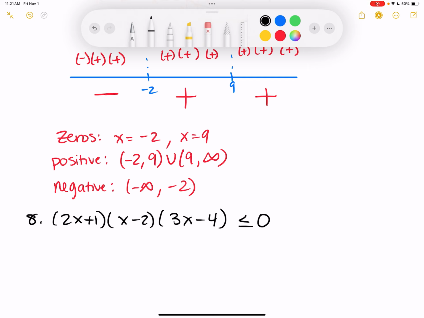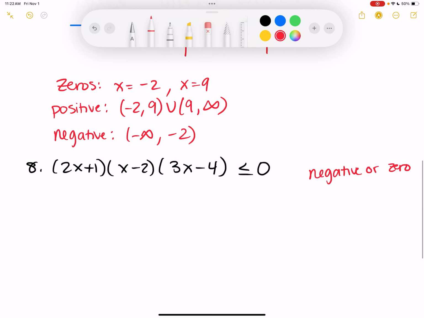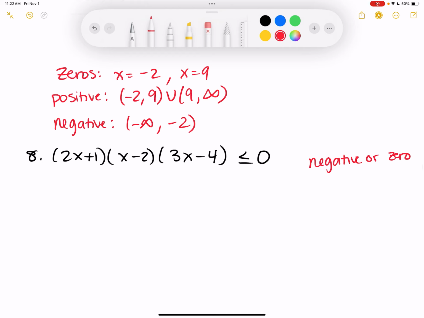So the other ones wanted me to tell where the zeros were, where it was positive, and where it was negative. But if I want values that are less than or equal to 0, what does that mean I need to give? Values that are what? Negative or negative or 0. So that's the values that I am looking for when I give my interval at the end.